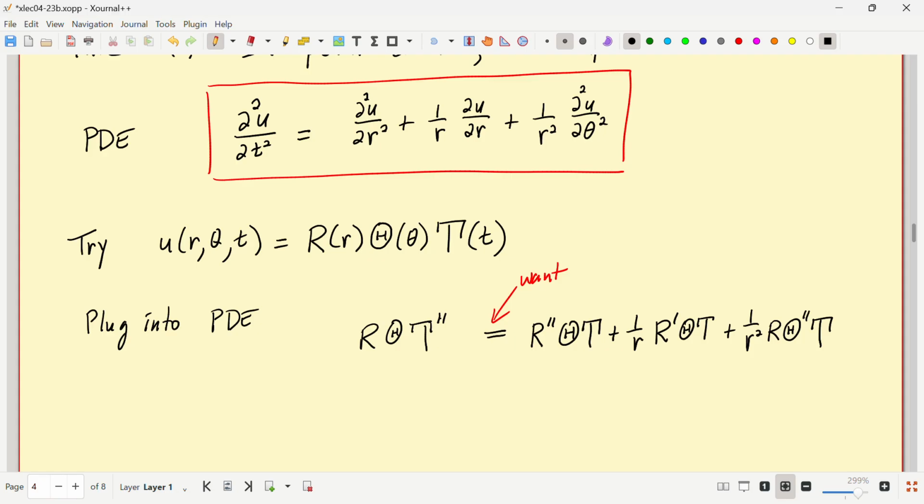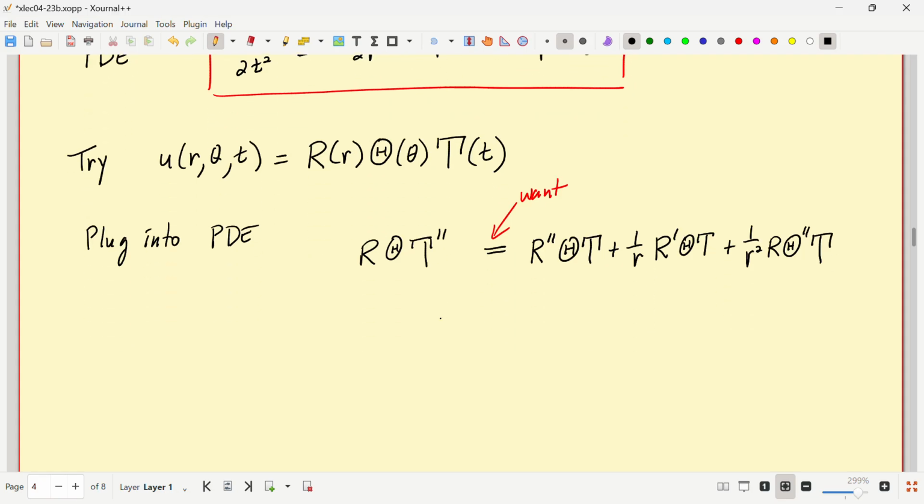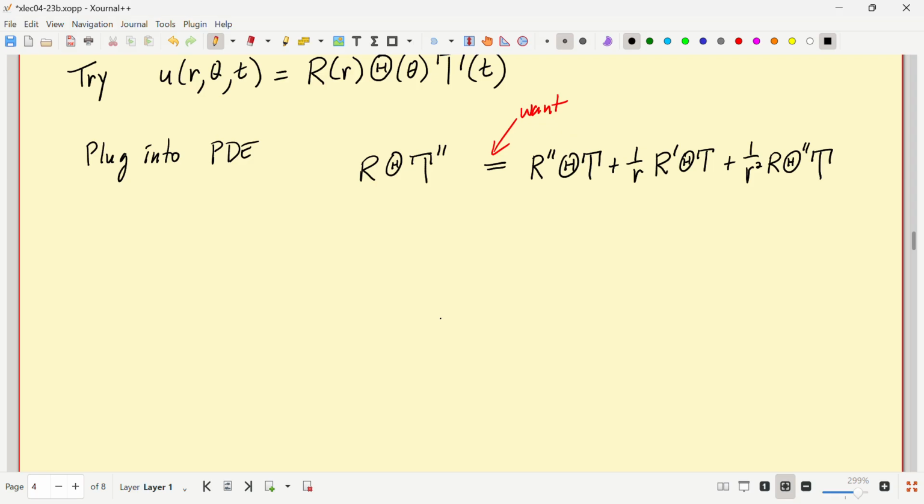There it is. And you stare at that for a minute and try to figure out how the heck would I separate variables there. Eventually, you'd probably try multiplying by 1 over r theta t. So I'm dividing by r theta t. Divide the equation by r theta t.